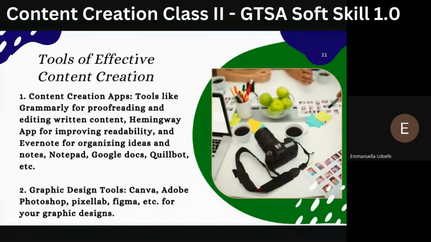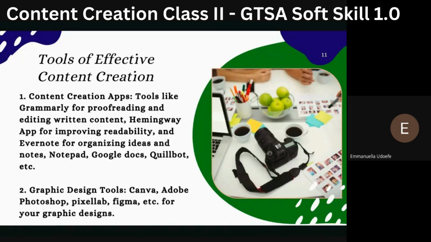And Quillbot is very good for doing that. Paraphrasing to help you to tweak the English around. These are tools that you need to play around with till you eventually find your way. And like I said, YouTube is a learning platform. You can just type on YouTube how to use Quillbot. You will find somebody who has taught that right on YouTube.